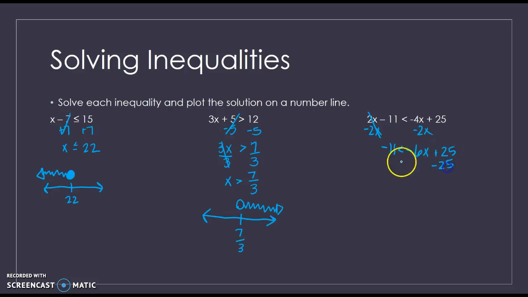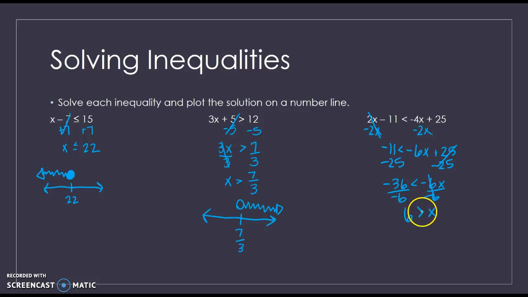Move my 25 away. So we get negative 36 is less than negative 6x. Divide by negative 6. If you multiply or divide by negative, you have to flip your sign. So right now it's a less than. I'm going to flip that to a greater than. Negative 36 divided by negative 6 is positive 6.